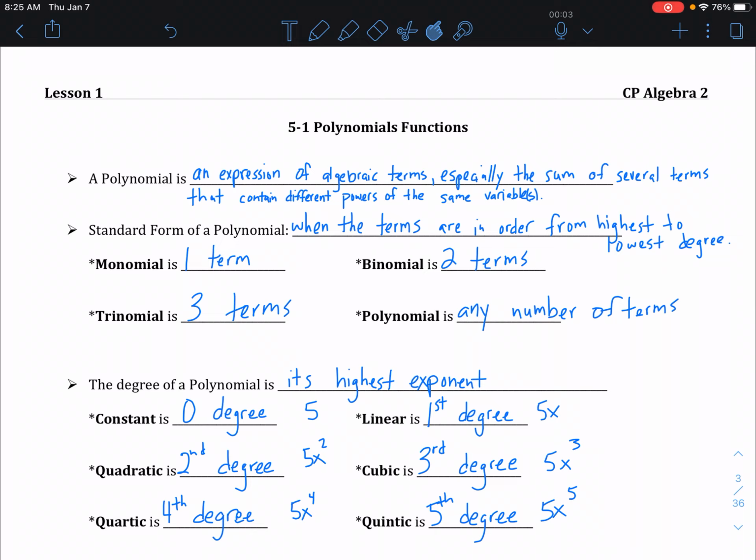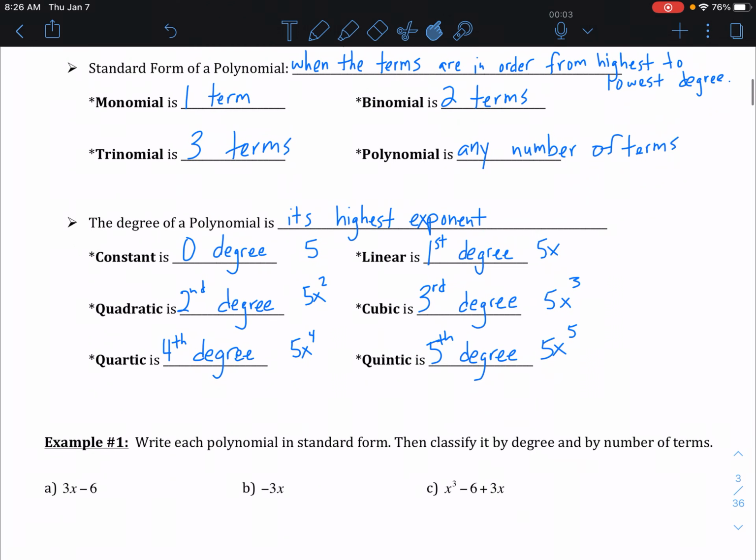A polynomial is an expression of algebraic terms, especially the sum of several terms that contain different powers of the same variables. Standard form is when the terms are in order from highest to lowest degree. So that is a main rule for today that we're going to use when we go down to example 1. Some of these expressions are going to be out of order, so we're going to learn how to put them in standard form. And we're actually going to label them by name after we put them in standard form.